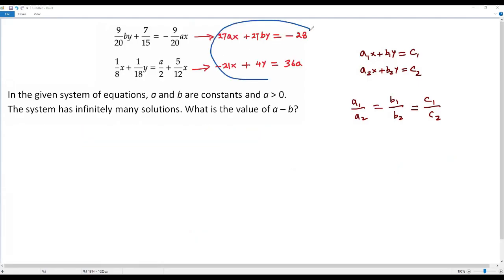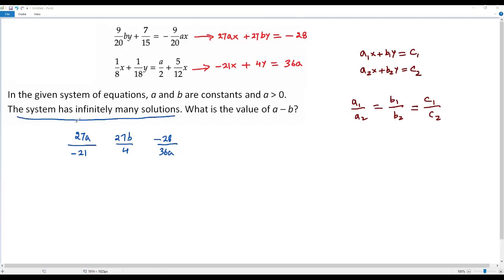Here we have the given equations in standard form. Now let me get the ratio of the coefficients of x. That is 27a divided by negative 21. The ratio of the coefficients of y, that is 27b divided by 4. The ratio of the constant terms, negative 28 divided by 36a. Here we have an information, the system has infinitely many solutions. Since the given system has infinitely many solutions, the three ratios that we got over here must be equal, according to the stuff we have discussed over here.